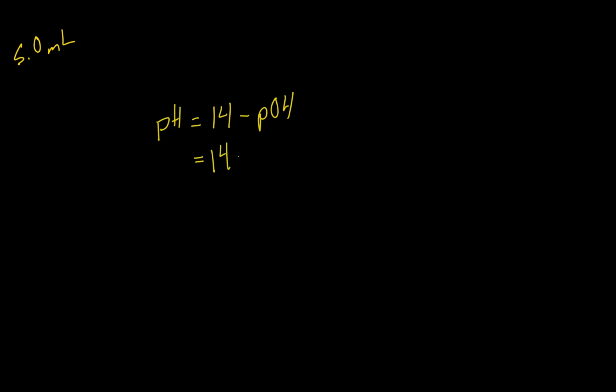So 14 minus, and I should actually say before this, I know that the pH is going to be 14 minus the pOH here. I know this is usable because 5 milliliters of titrant is way less than what it's going to take to get to the equivalence point. So we know we're going to have more moles of hydroxide than acid. So that should be noted here.